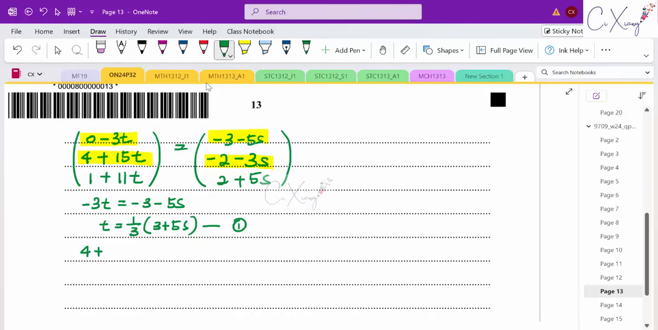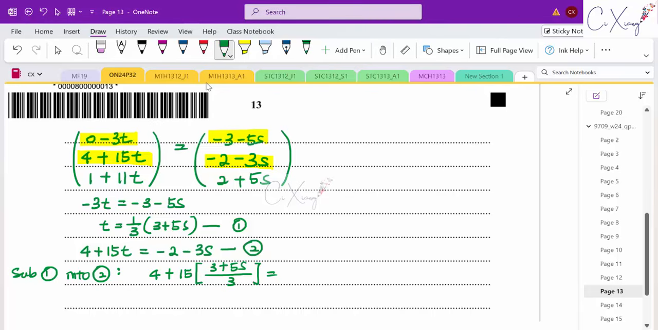So 4 plus 15t is equals to negative 2 minus 3s. And what do we have here? I will make it as a second equation. Then I just sub 1 into 2. When I sub the first equation into the second one, I will be having 4 plus 15, the t is 3 plus 5s divided by 3, and then equals to negative 2 minus 3s.